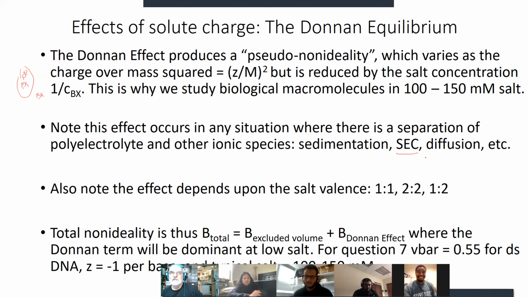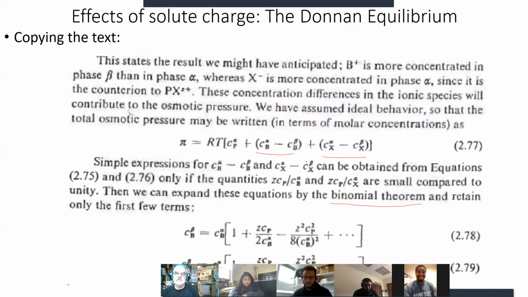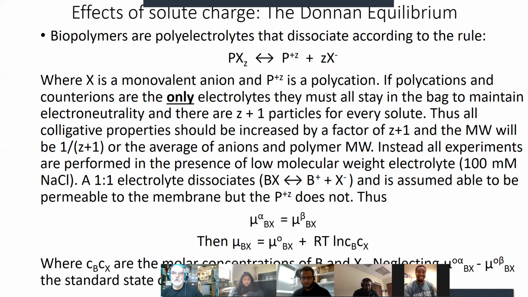We will talk about this a little bit in sedimentation as well, where you have a boundary that sediments, and anytime you create a boundary, anytime you have a charge, a separation of the polyelectrolyte from buffer, any kind of concentration gradient, you will have a Donnan effect. You will have a charge effect. The other thing is that this was just derived with sodium chloride. It was just derived with a 1-to-1 charge. But if you have counterions that are 2-to-2 or 1-to-2 or 2-to-1 or mixtures of different counterions, then that original equation up here will be different.